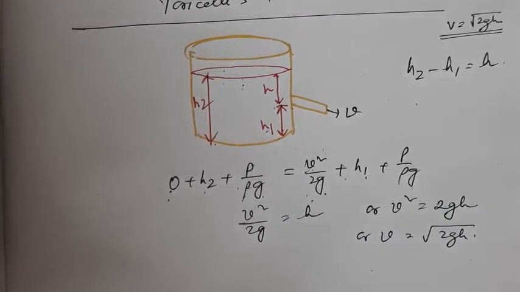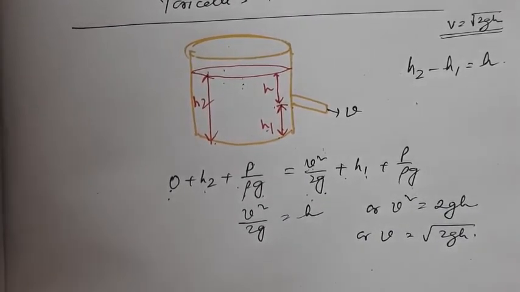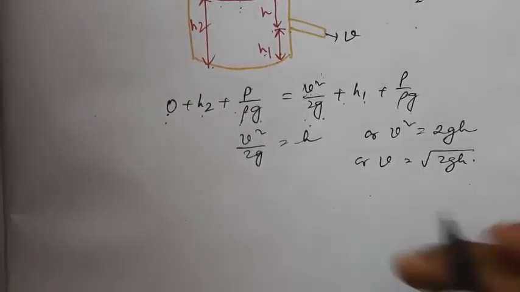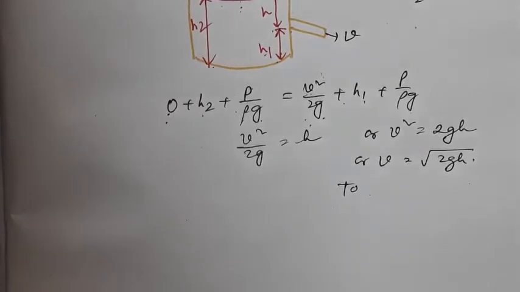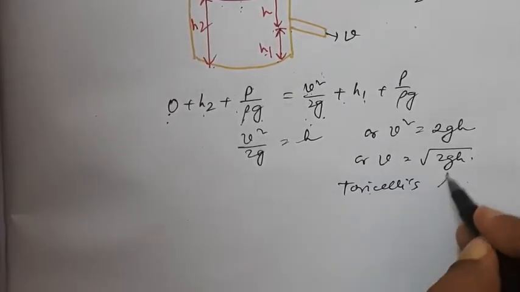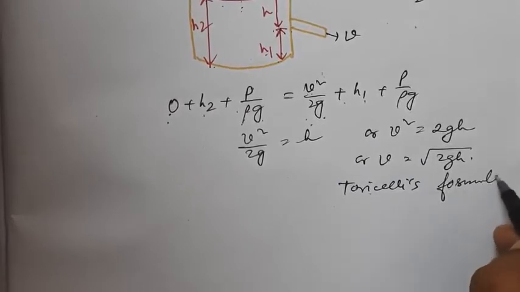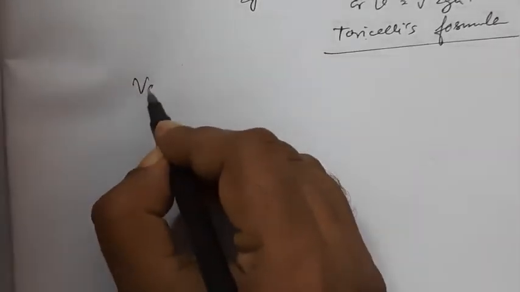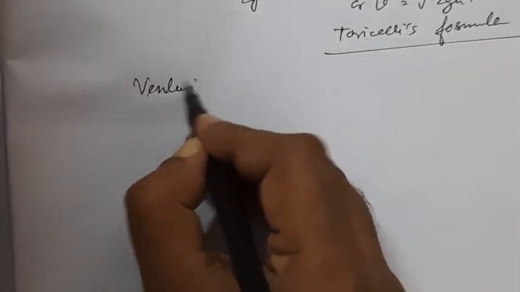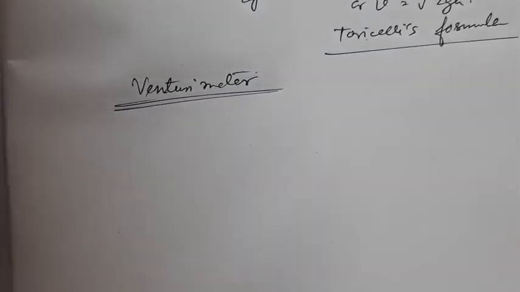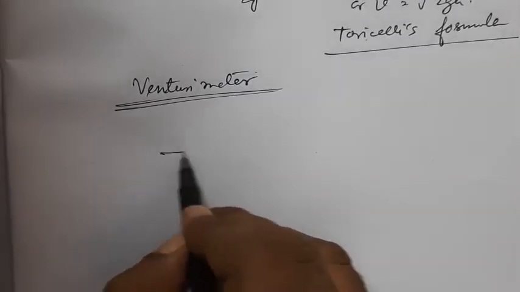This is the velocity of efflux of a liquid through a small hole, and this is known as Torricelli's formula. Now, the second application: we can take the venturimeter. What is a venturimeter? You can draw it like this.